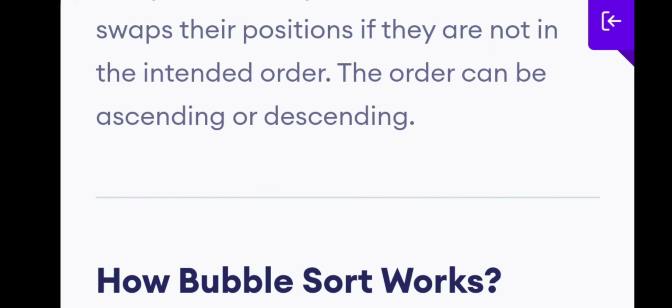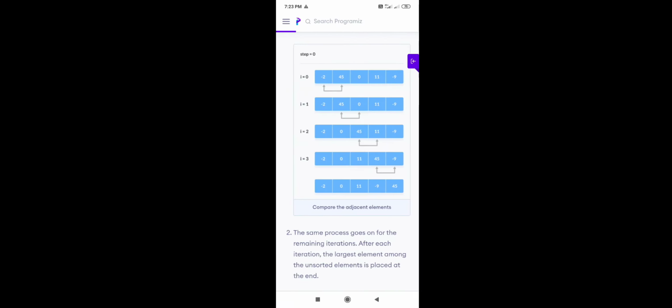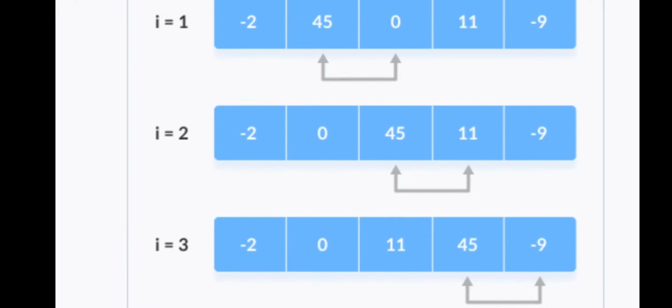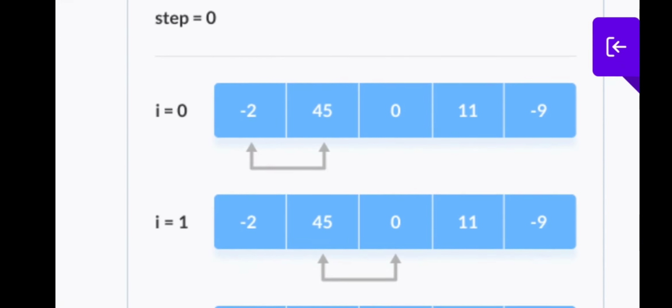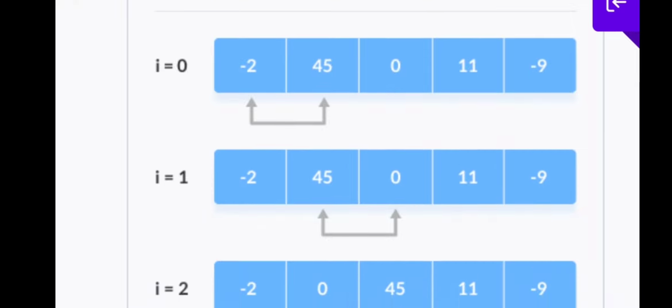One more example we take here. Observe, the array elements are -2, 45, 0, 11, -9. These are the array elements. So we have to compare -2 and 45. So -2 is less than 45, so there is no need of swapping, and 45 is compared with 0, so there is a need of swapping.